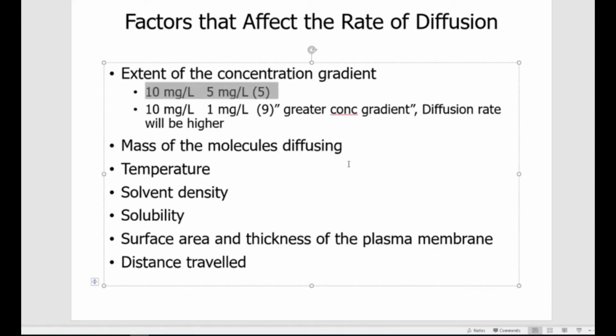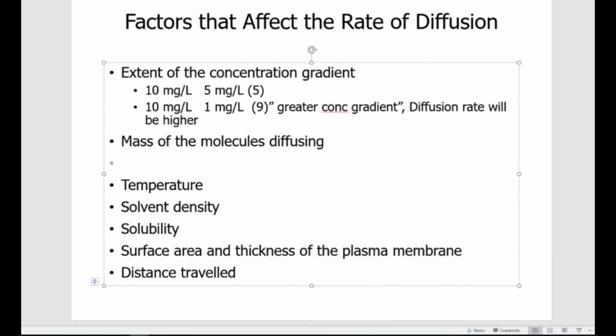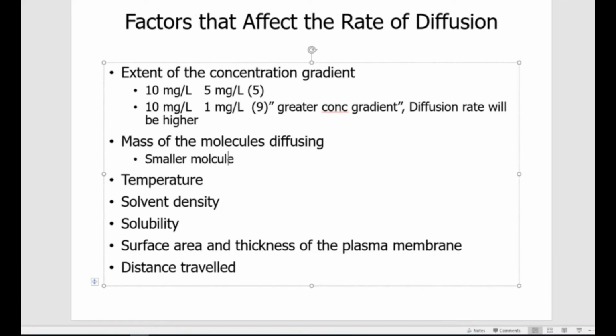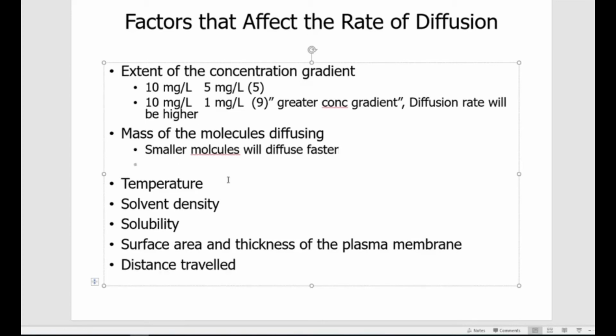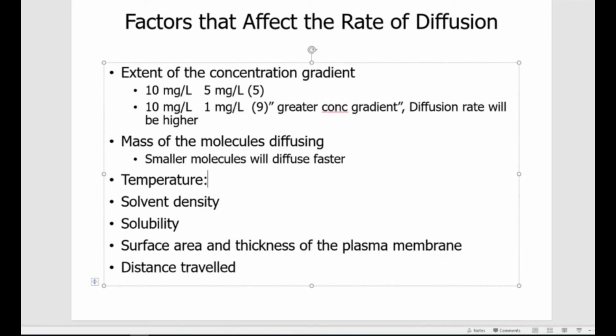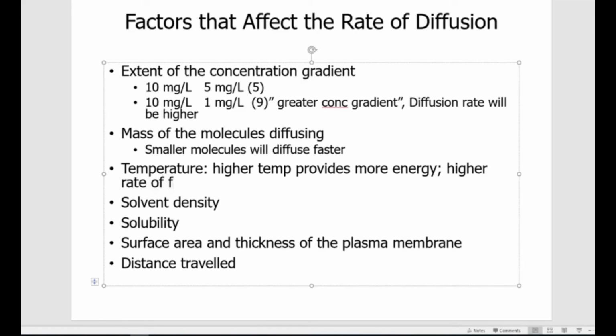Mass of molecules diffusing. So this just means smaller molecules will diffuse faster. And you can understand that, right? Smaller things can go through small space easier, so they can move faster. And larger molecules will move slower. All right. And the temperature. So higher temperature provides more energy, right? And with that extra energy, molecules can move faster, right? So it will be a higher rate of diffusion.